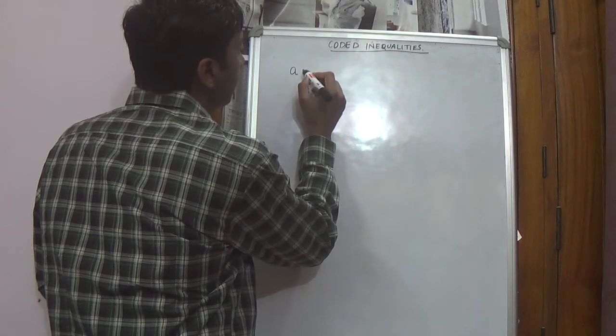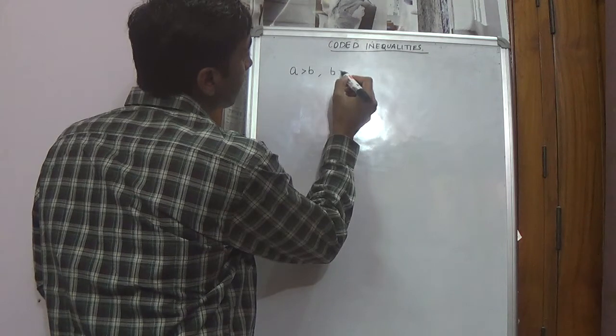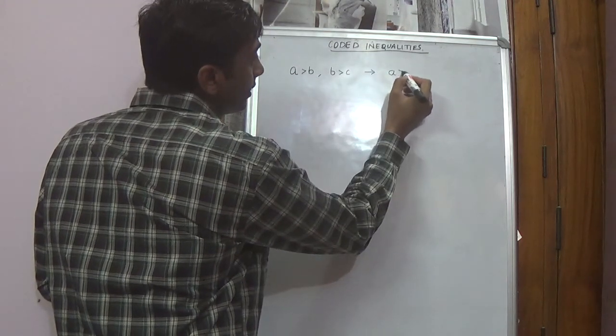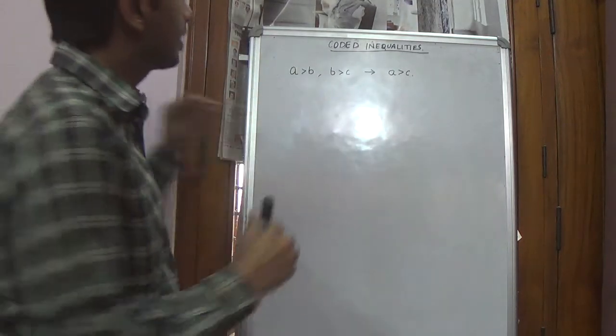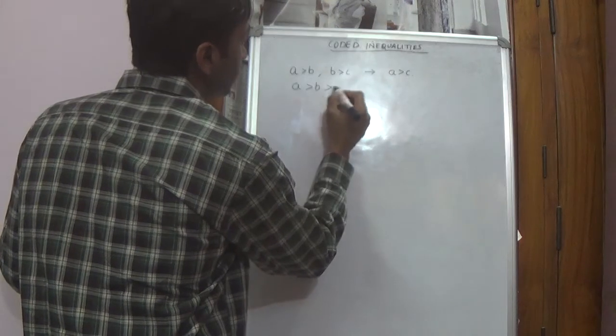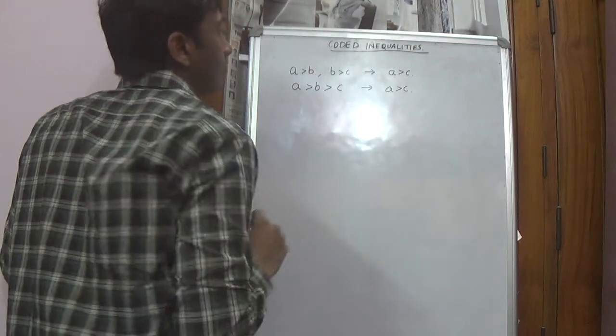For example, if A is greater than B and B is greater than C, this implies A is greater than C. तो इनके बीच का लिंक क्या है? B. इसको हम लिख सकते हैं A is greater than B, B is greater than C. This implies A is greater than C.